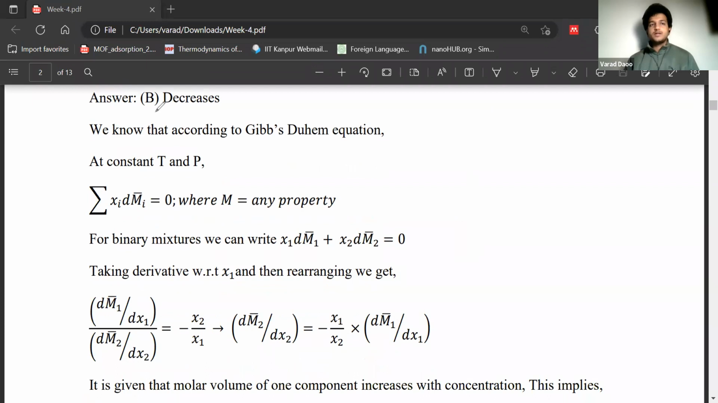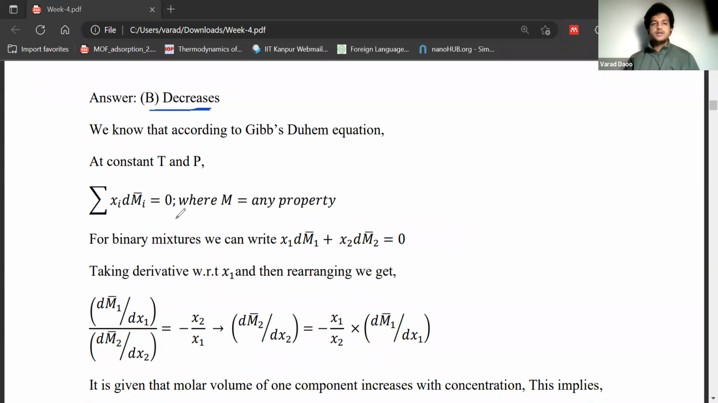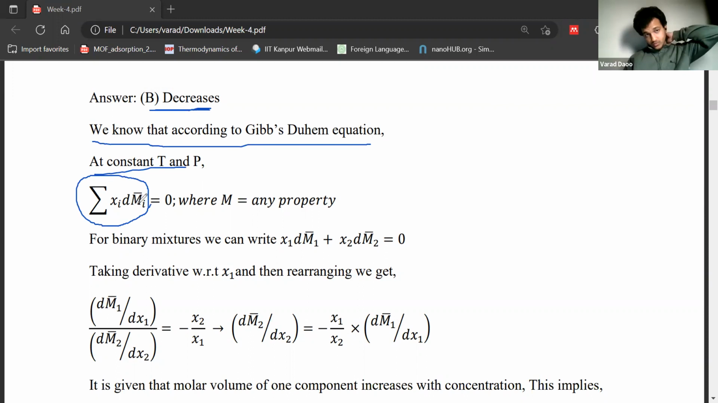Okay. The answer is option B, that it decreases. We know, according to the Gibbs-Duhem equation at constant T and P. What is the Gibbs-Duhem equation? This is the Gibbs-Duhem equation: summation x_i dM_i bar is equal to 0, where M represents any property of the system. The subscript i represents the components, and the bar on M represents a partial molar property, right? When we are saying that this is for volume, M will be replaced by V.